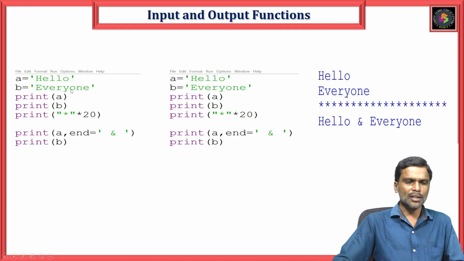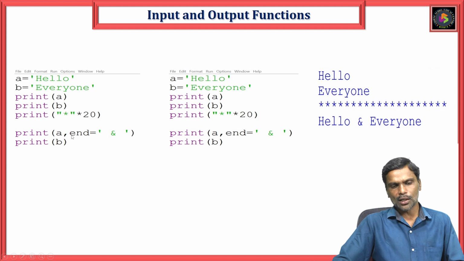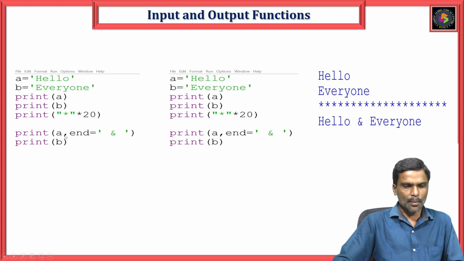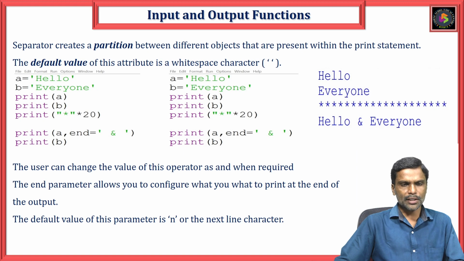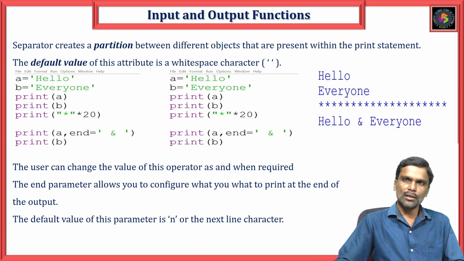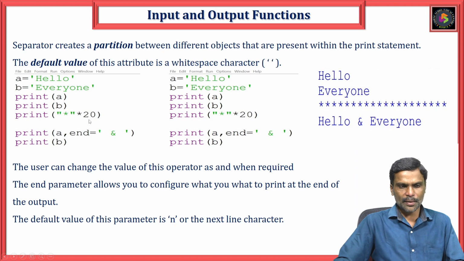Then simply it will print the default value without any symbol. It will give hello everyone. If you want this hello everyone to be separated by a dollar symbol, then you can write a comma b. Instead of this n, you can write separate is equal to inverted commas dollar. Then you will get the output hello dollar everyone. This is a basic example I have given to explain how separate works. The same example I have given here, which we have discussed just now.